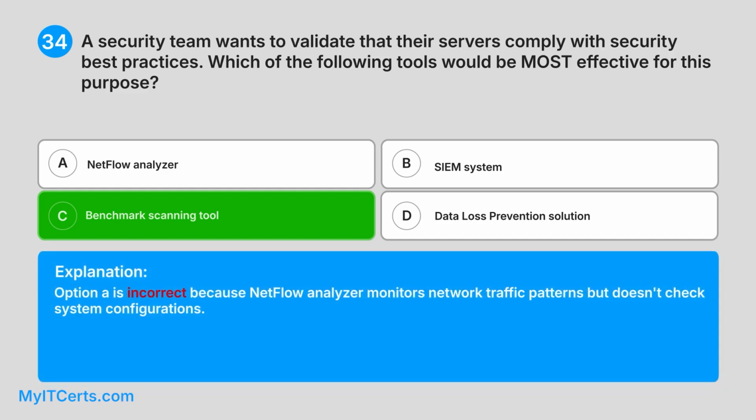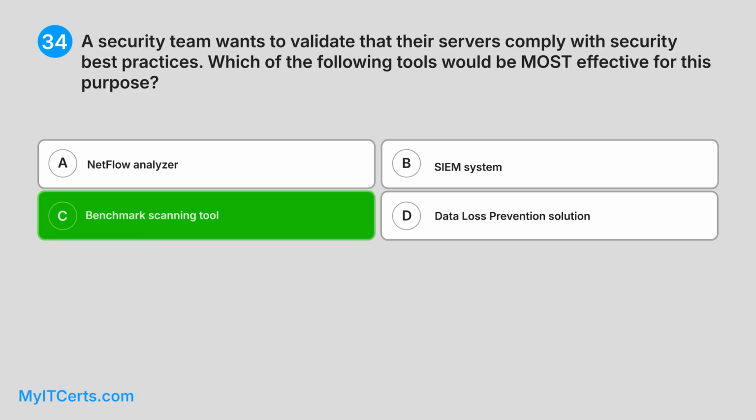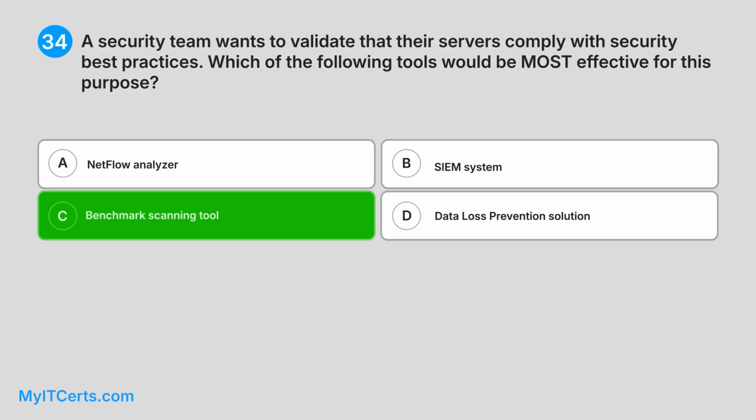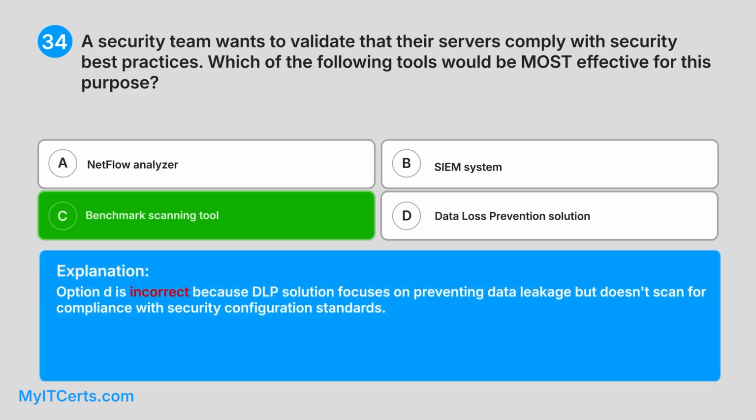Option A is incorrect because NetFlow Analyzer monitors network traffic patterns but doesn't check system configurations. Option B is incorrect because a SIEM system collects and analyzes security events but doesn't directly check configurations against best practices. Option D is incorrect because a DLP solution focuses on preventing data leakage but doesn't scan for compliance with security configuration standards.